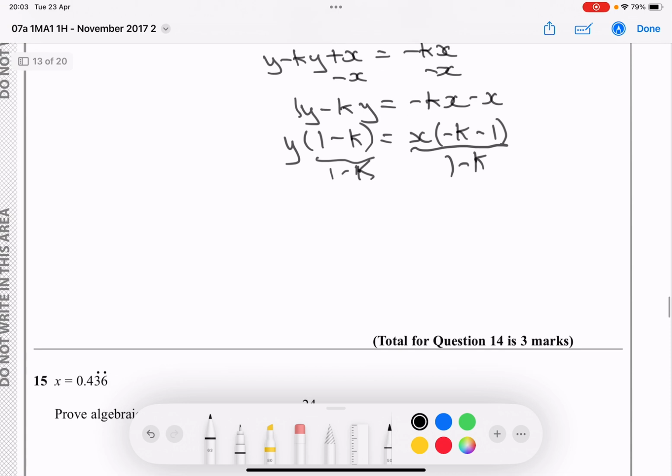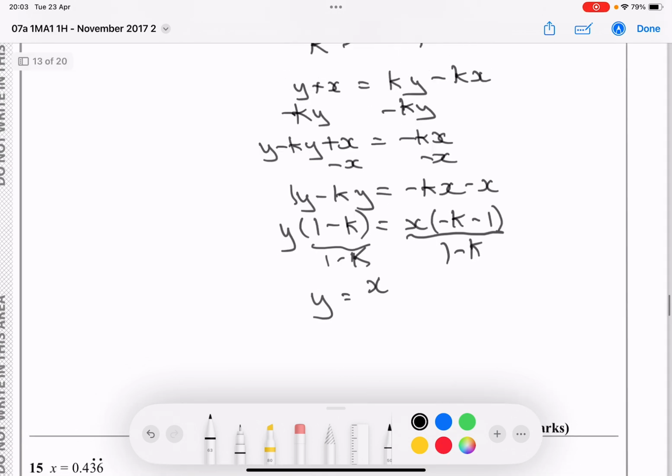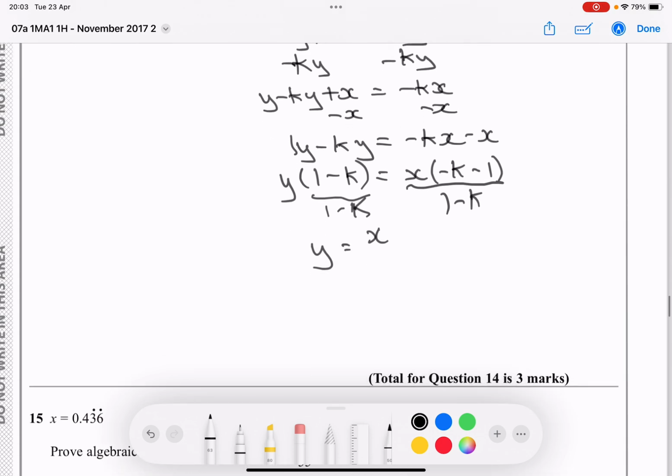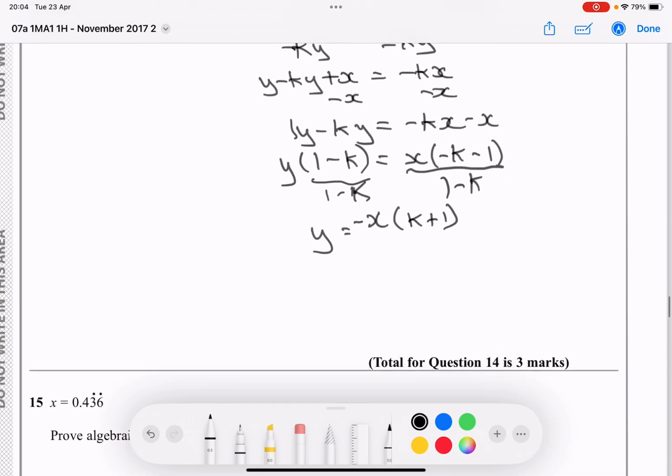So let's first of all see what I've got. I've got y equals, now I've got the x. What I've then got is I want k plus 1. So first of all, I can take out the negative, or multiply this by a negative. So I can take a minus out, leaving me with k plus 1 in there. And what I then want is k minus 1 on the bottom. Well, what I've actually got is minus k plus 1 on the bottom.